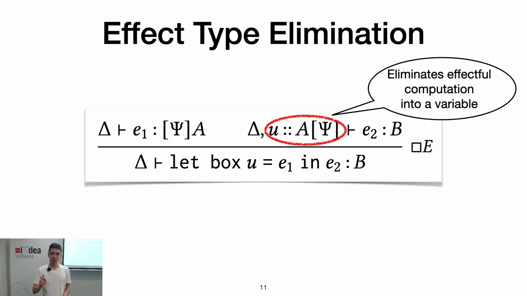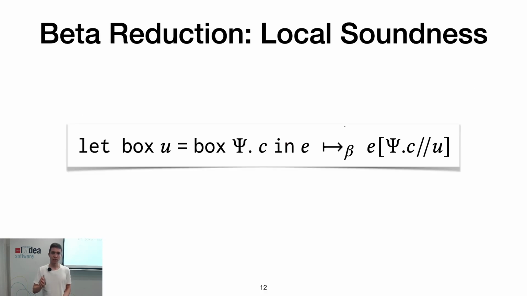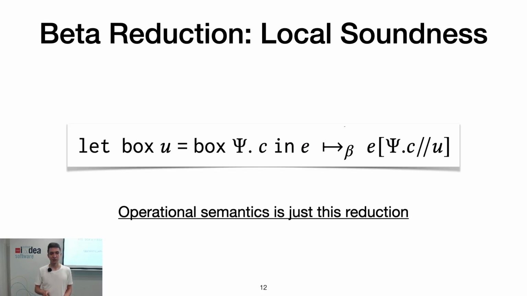And it is actually very crucial for our semantics, because it is the only beta reduction that we have in our semantics. It works by reducing the box term to an actual box, taking the computation out of it, and substituting it for the variable.